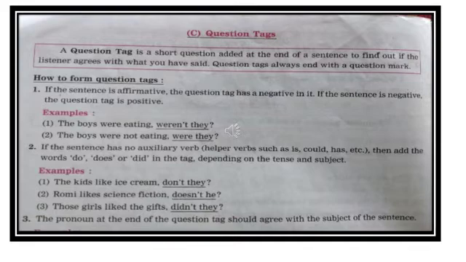For example, the kids like ice cream, don't they? Now, don't is the short form of do not. As this is positive, it has to be negative. Don't they? And there is no helping verb. So we used don't. Don't they?